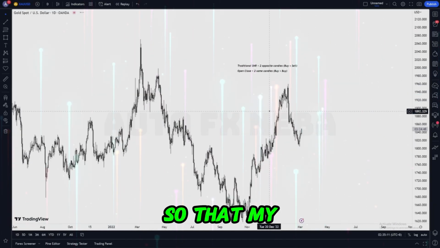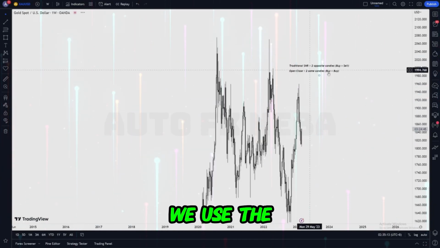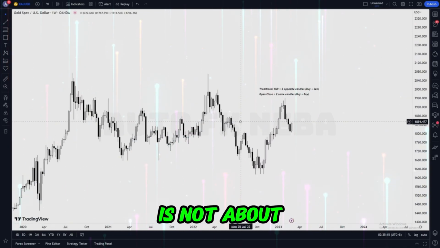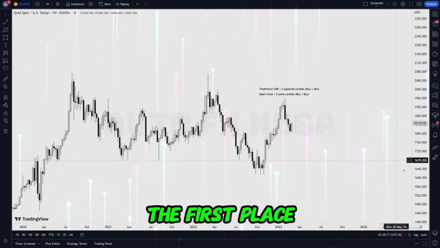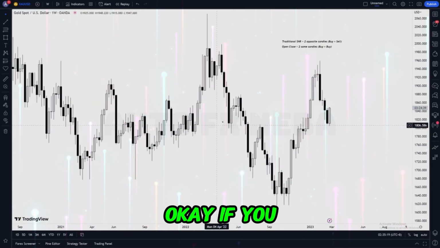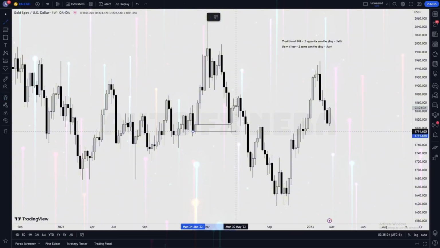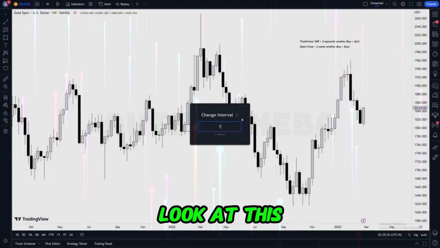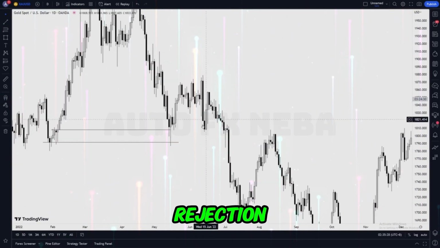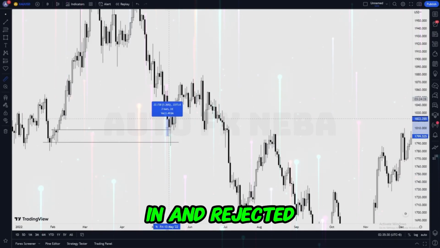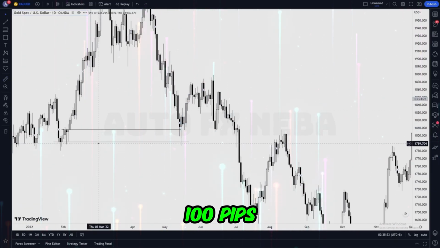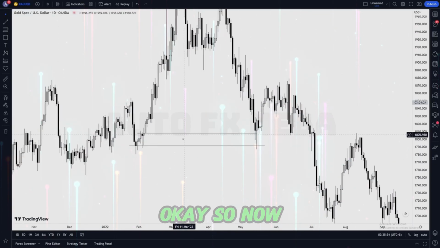So that, my friends, is how we use the open close. That is what the open close is. It's not about how we use it, that is what it is in the first place. If you look at this one, this is on the weekly, by the way. On the daily, for example, you'll see the rejection. It went in and rejected back up about 100 pips. Weekly, daily.